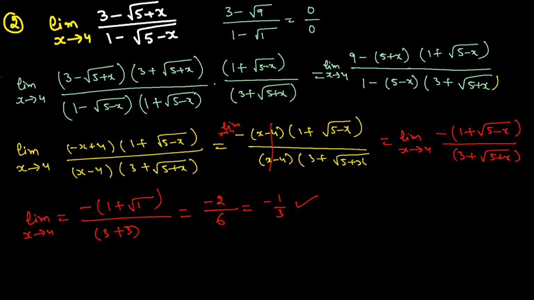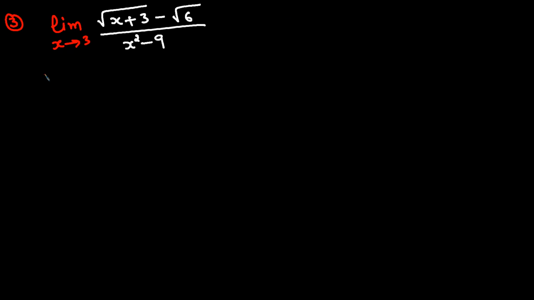Okay, let's do a few more. Let's go over number 3. Here we have a square root in the numerator. First of all, let's plug in 3 instead of x. So 3 plus 3 gives me 6. Root 6 minus root 6 gives me 0 in the numerator, and 3 square gives me 9. 9 minus 9 is 0 again. So I got 0 in the denominator too. So let's solve this function's limit.